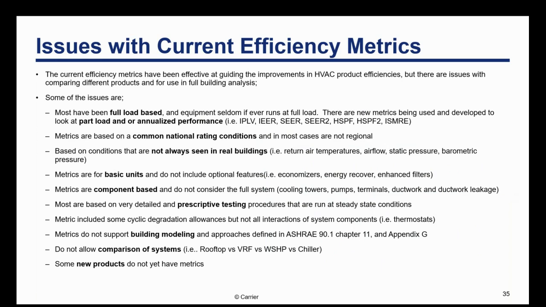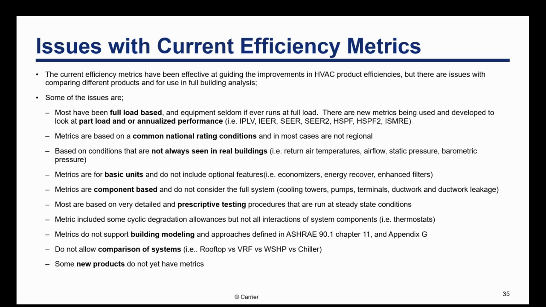So, the issues with the current metrics, I've hit on these a little bit. Most are full load based, which is not the best approach because buildings never run at full load. Most are based on a common national metric. So an efficiency metric for Florida can mean one thing and a different thing in Alaska, but we use the same metric. They're not always based on real buildings. They don't use typical conditions in a building. For example, a lot of residential and light commercial equipment is rated with 80-degree return air temperature. You typically don't see that in buildings these days.